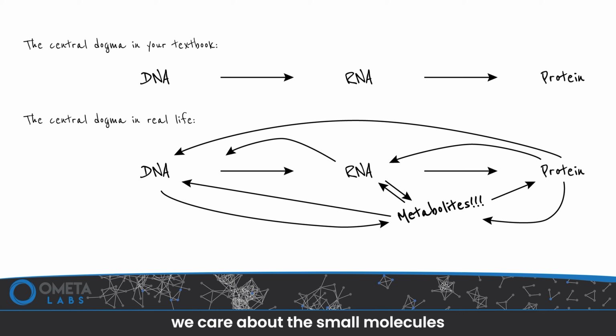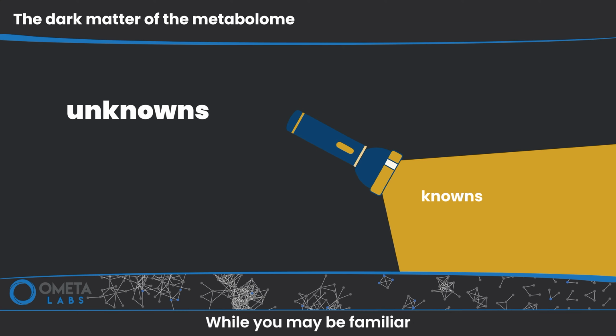At Ometa, we care about the small molecules that make up our medicines, food, cosmetics, clothing, and ourselves. These small molecules, or metabolites, are essential to life as we know it. While you may be familiar with some of these metabolites, we've likely only identified a small fraction of the metabolites that exist in our world. These small molecules have the potential to be the next groundbreaking medicine or the next environmental threat. So, how do we discover these unknowns?